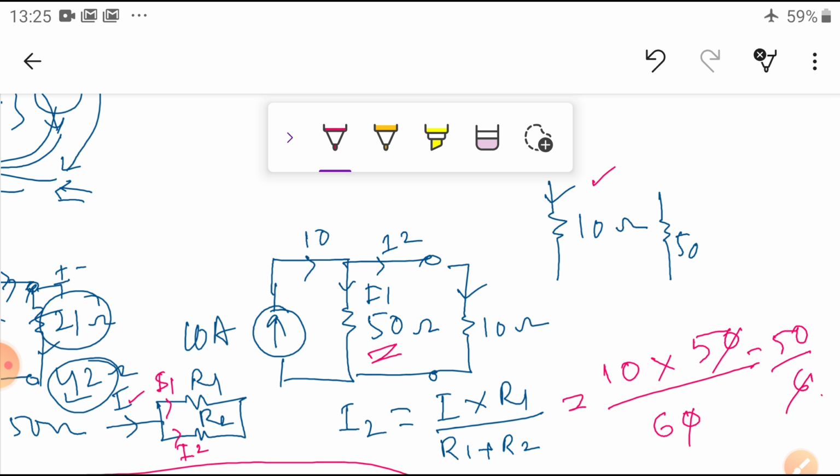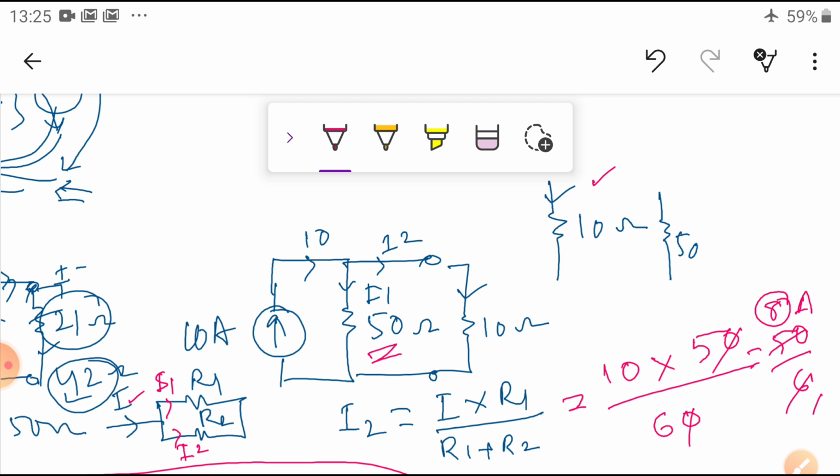So 6 ones are 6, 6 eights are 48, nearly 40. So nearly 8 amps you are going to get. Okay, 8 amps, nearly 8.